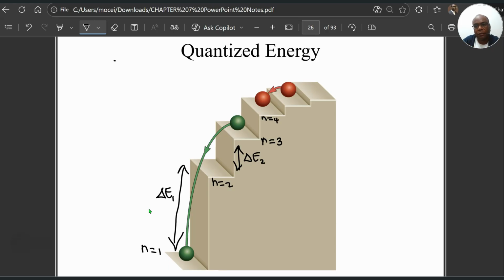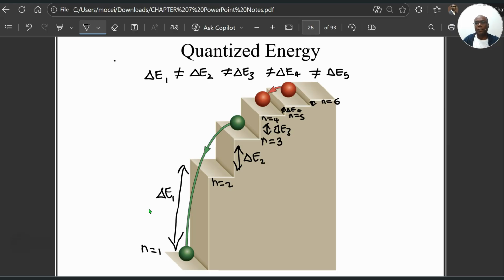This is n equals 4. You call this delta E3, and then n equals 5. Call this delta E4. So you see that the change in energy E1 is not equal to the change in energy E2, is not equal to the change in energy E3, is not equal to the change in energy E4, is not equal to the change in energy E5 if you go that far.